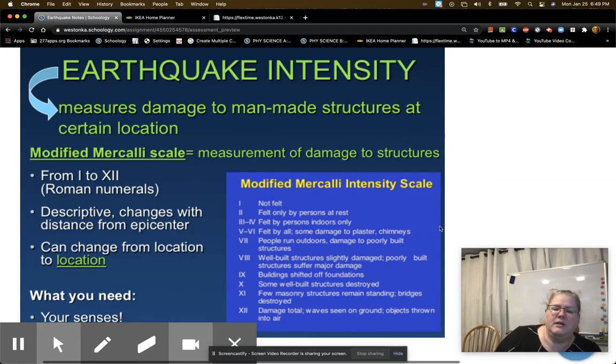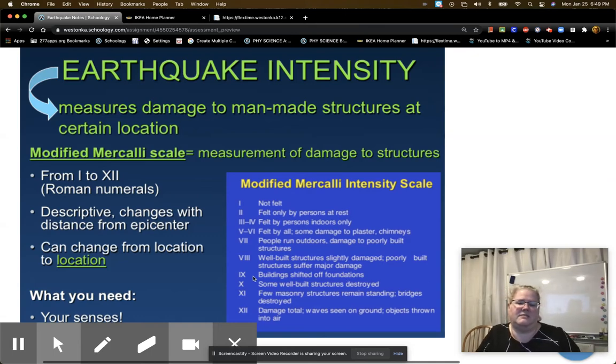A 9, buildings shifted off foundations. A 10, well-built structures destroyed. An 11, few masonry structures remain standing, bridges destroyed. And a 12, damage is total. Waves seen on the ground, objects thrown into the air.